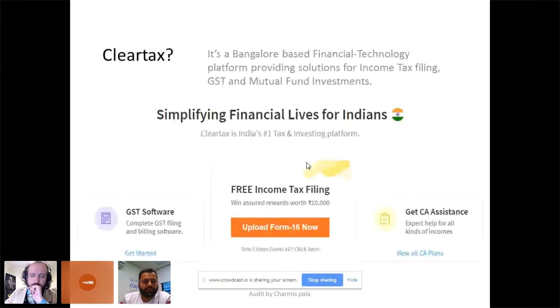So starting with what exactly is ClearTax? ClearTax is a Bangalore-based financial technology platform providing solutions for income tax filing, GST, and multiple mutual fund investments. So they are typically into three things. One is they provide GST software. They allow you to file your income tax for free, and you also get CA assistance in case you need it.